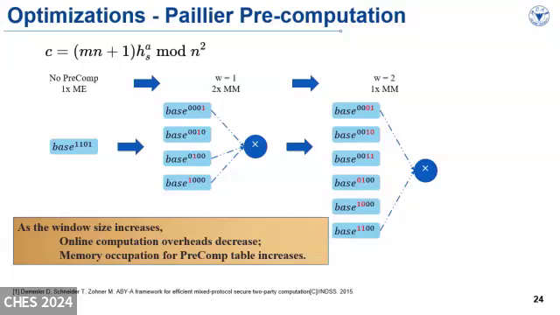Here is an example. In this example, the ME will turn into 2 operations with window size 1, and the number is further reduced to 1 with window size equal to 2. Note that as the window size increases, the online computation overhead decreases, but the memory occupation for the pre-computed table will increase.